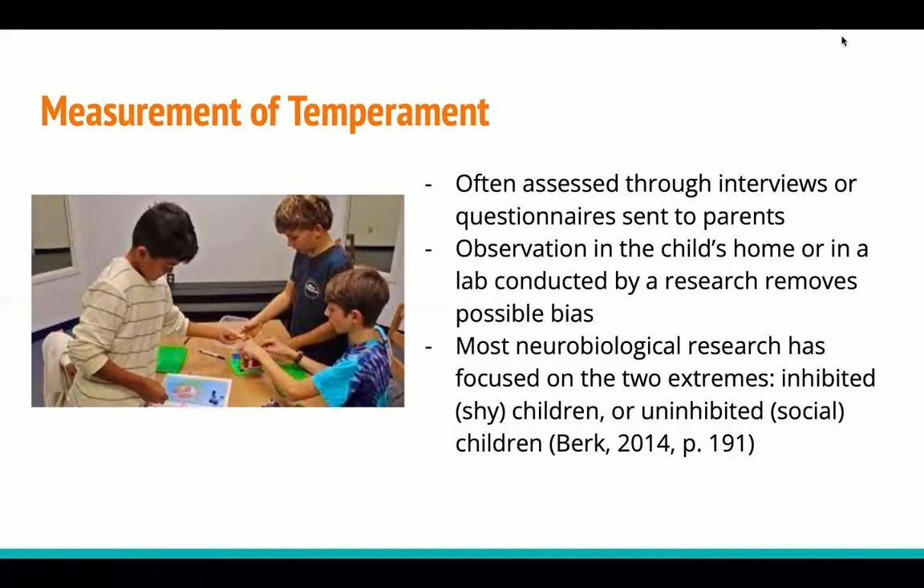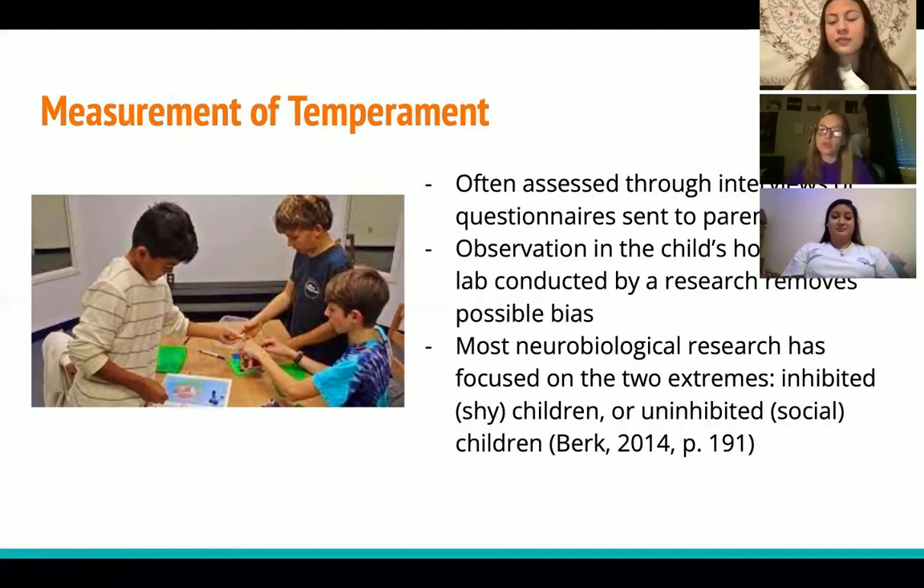All right, so measurement of temperament. Temperament is often assessed through interviews or questionnaires that are sent out to parents. This can oftentimes lead to bias, since parents have their own individual views of their child. So having observation in a child's home or in a lab conducted by a researcher removes that possible bias. Most of the neurobiological research focuses on the two extremes.